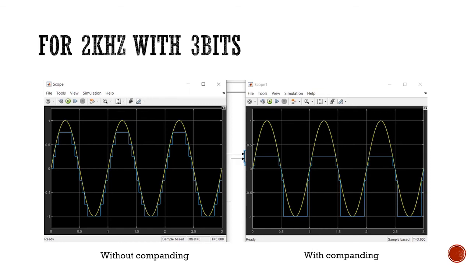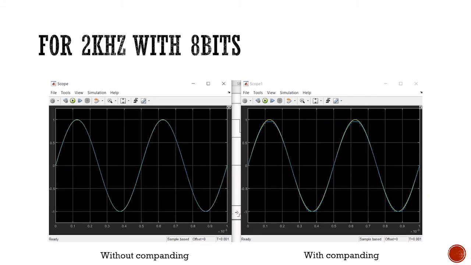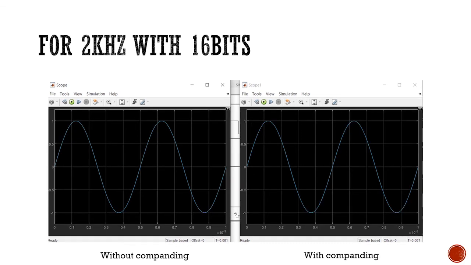So for the 2 kilohertz with 3 bits, for without compounding, this is the signal we get, and with compounding, we get this kind of signal. And for 8 bits, without compounding and with compounding, there is not much difference between them. And for 16 bits, without compounding and with compounding, it also looks similar.